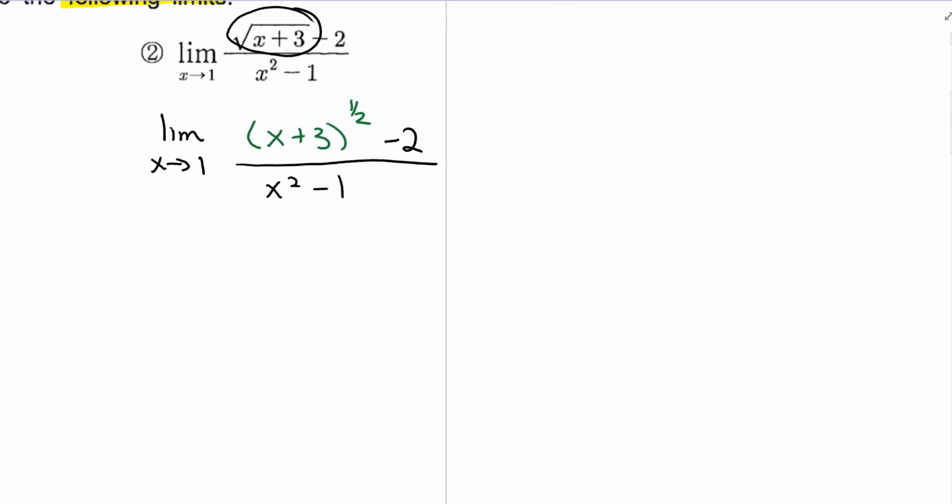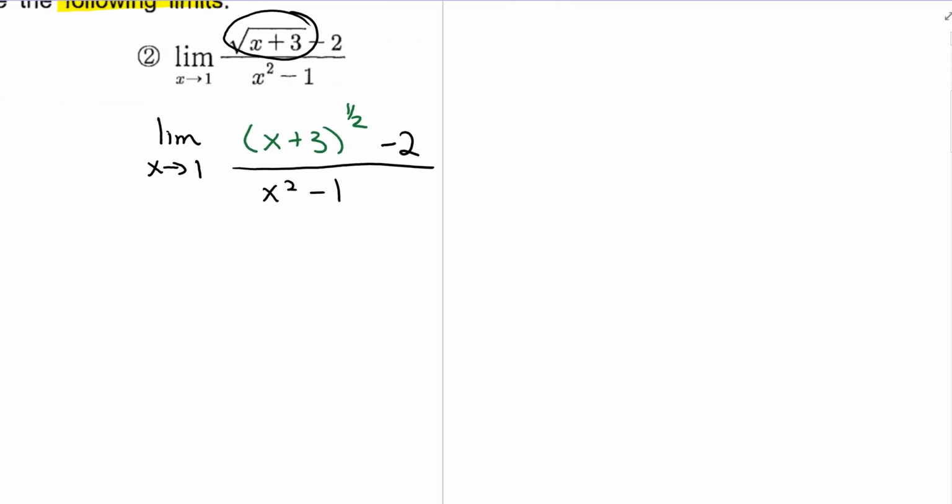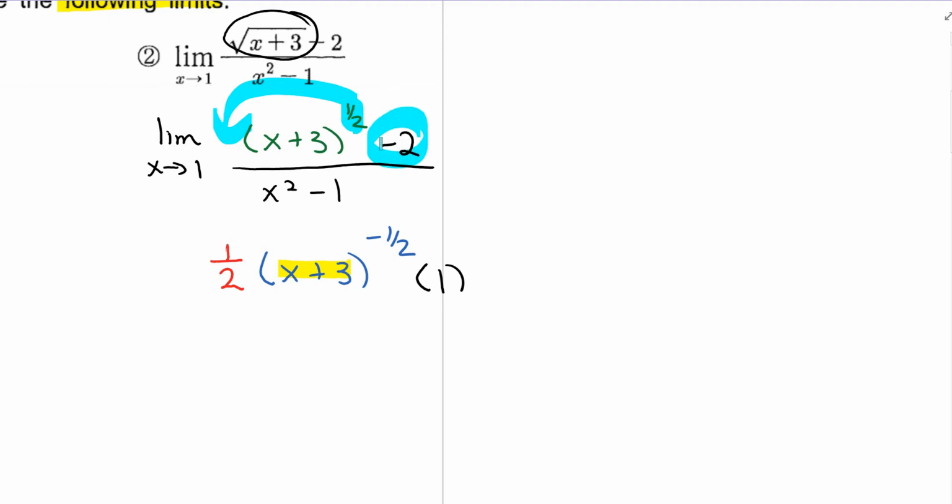Once you've rewritten the original problem like that, now you can go ahead and take the derivative of the numerator. And for the derivative, the 1/2 would come in front. So that would now be 1/2 times (x plus 3) to the power of negative 1/2. And then the derivative of the inside of x plus 3 is just 1. And then the derivative of negative 2 is just 0. So that's it for the derivative on the numerator. Divided by, now what's the derivative on the denominator here? Well, the derivative of x squared minus 1 is simply going to be 2x. That's the derivative, and then you write your limit sign out in front, the limit as x approaches 1.